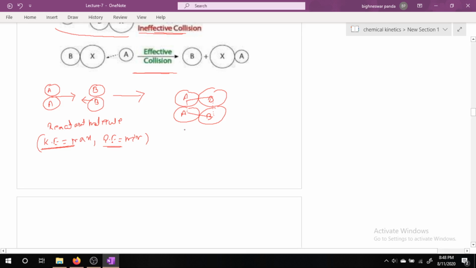So this type of state is called the transition state. Product is still not formed. During the collision, the bond between A and A breaks, B and B breaks, but the new bond is formed between AB. So this type of state is called transition state, and this transition state is also called activated complex. And they are highly unstable.